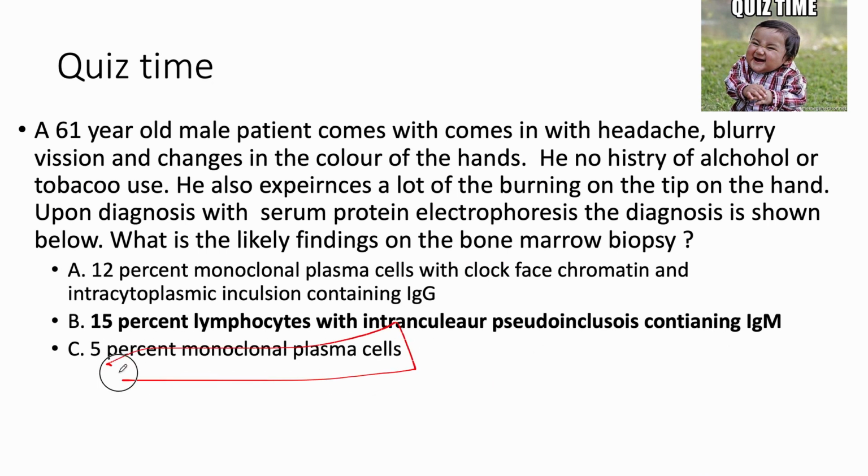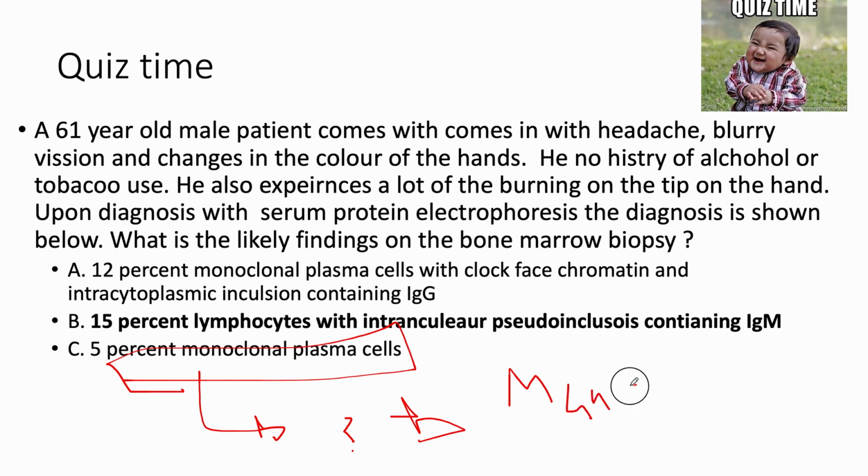What is 5% with monoclonal plasma cells? What is this? Please let me know. Basically, this is not going to be a tumor. It's going to be Waldenstrom macroglobulinemia. It's not going to be multiple myeloma. It's going to be MGUS with 5% of plasma cells, and this is going to be multiple myeloma.